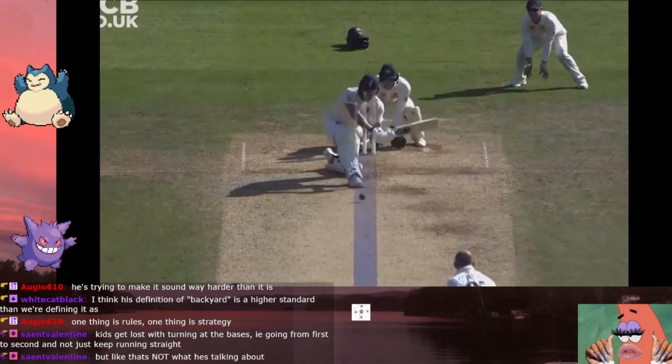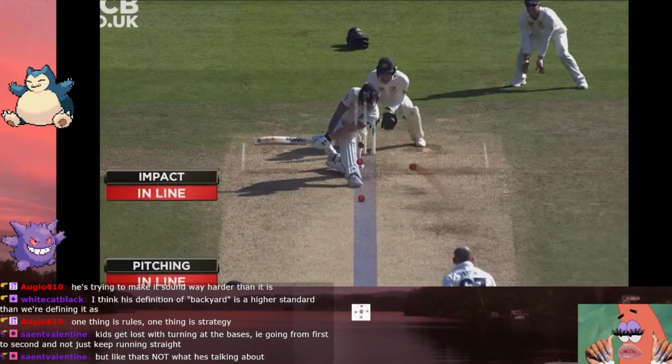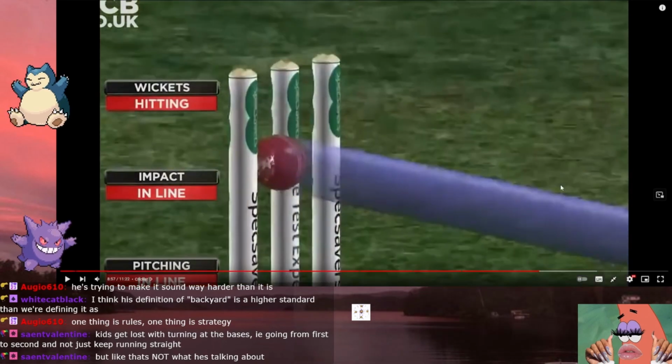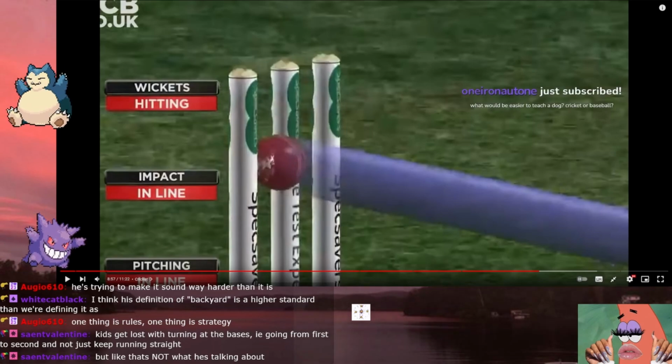Now, this is not to say that cricket does not have its complexities, right? Both games have their own intricacies. And yeah, I'm not going to call a kid LBW in a backyard cricket game.